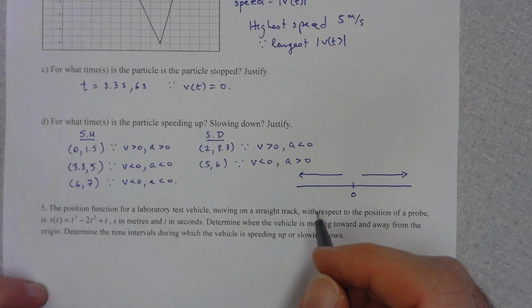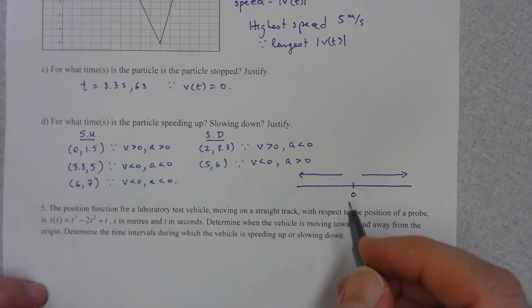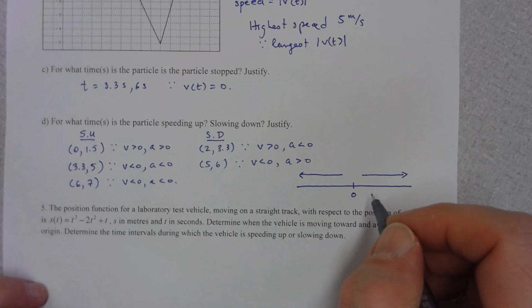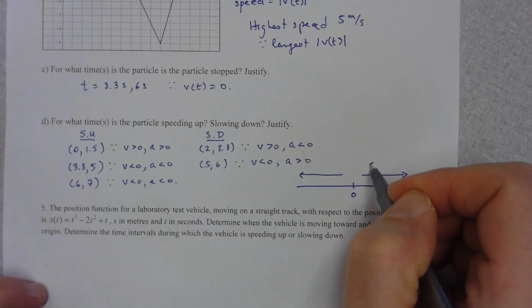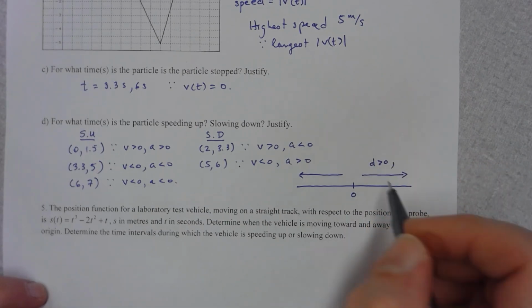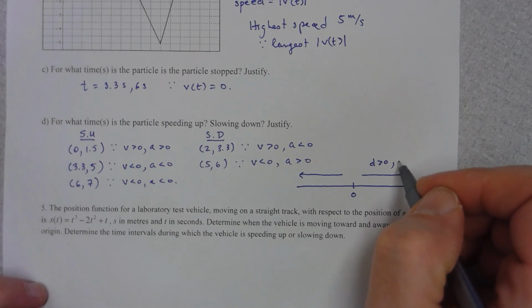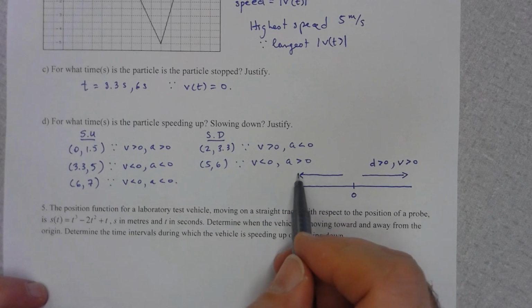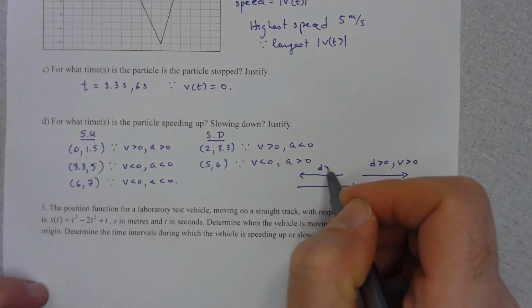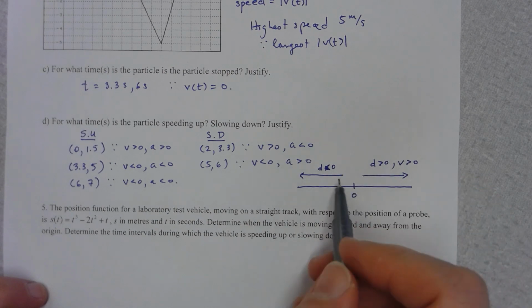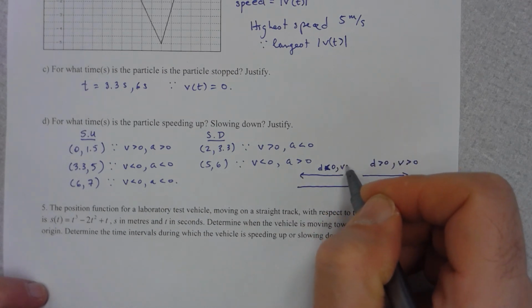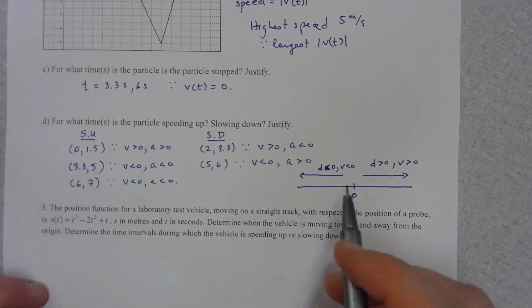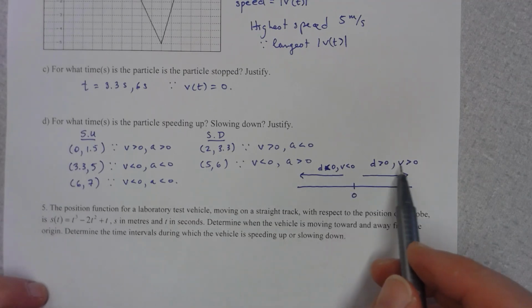All right, so let's see what happens. Anyways, if I take a look here, what's happening when I'm moving away on this side? Well, I see that the position is positive. Because I'm moving towards the right, the velocity is also positive. Whereas if I'm moving away on this side, my position is negative, but because I'm moving towards the left, my velocity is also negative.